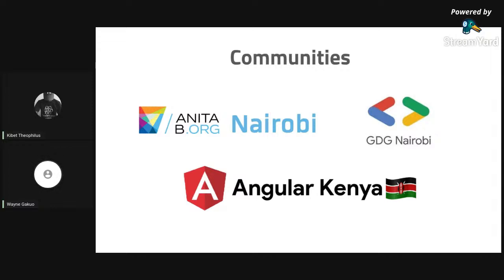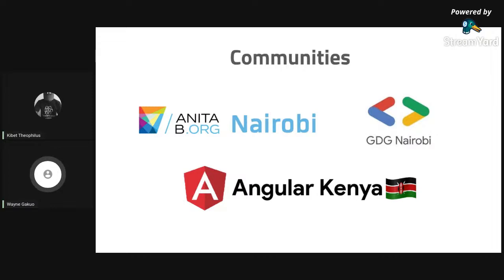Currently I'm an ally at Anita Borg Nairobi, and for those who probably don't know, Anita Borg is an organization that champions for more female inclusion in tech. As a male ally, I'm tasked with bringing in the male counterparts to help Anita Borg Nairobi attain the general vision by Anita Borg, which is to have the male to female ratio at 50-50 by the year 2025. All this should be in the tech space. So that's what my work is as a male ally.